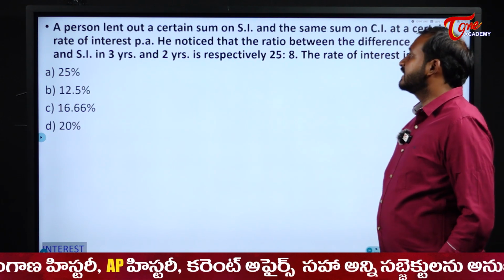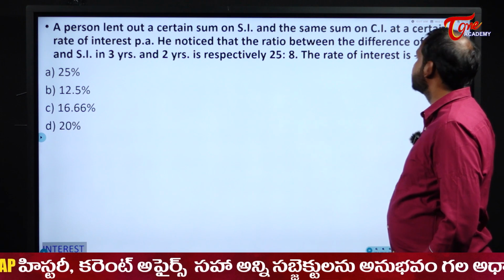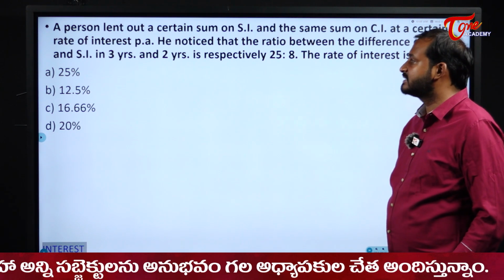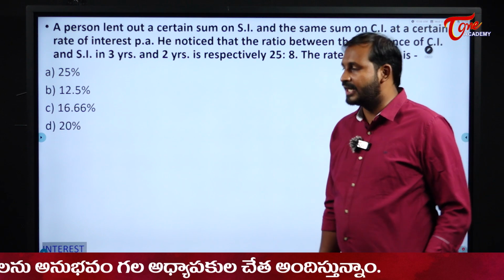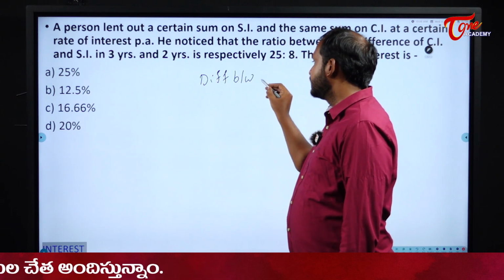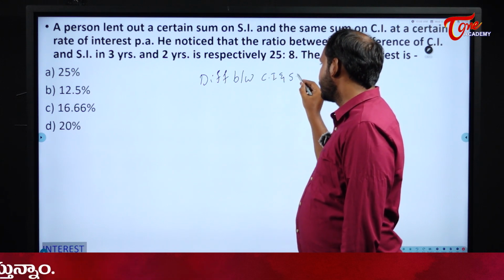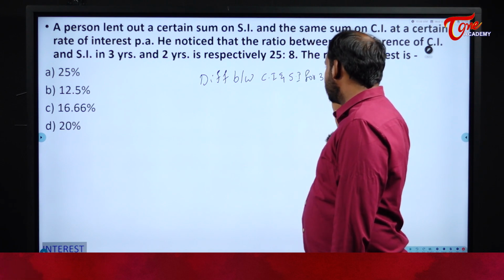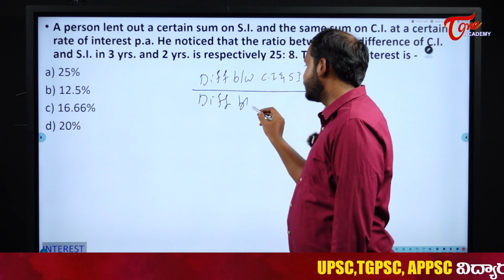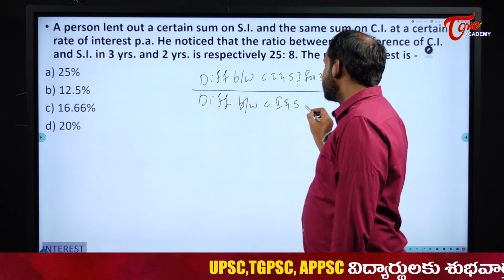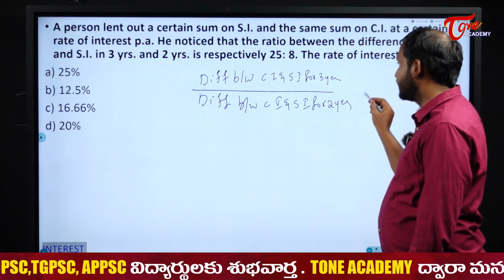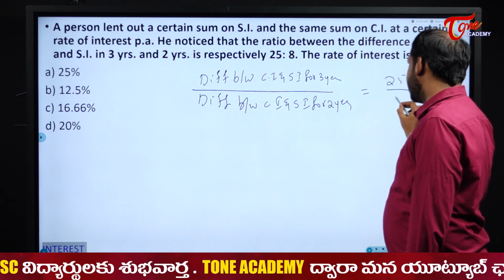A person lends out a certain sum at simple interest and the same sum on compound interest at a certain rate of interest per annum. He noticed that the ratio between the difference of CI and SI in 3 years and 2 years is respectively 25:8. That means he is telling us the difference between CI and SI for 3 years by the difference between CI and SI for 2 years is 25 by 8.